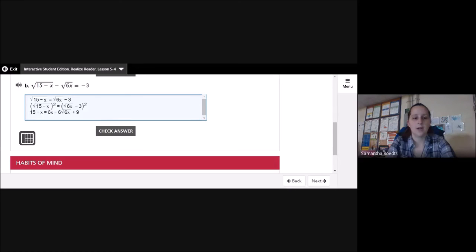Okay, so again, I want to get the other square root by itself. So I have 6 square root 6x equals 6 plus x is 7x, 9 minus 15 is negative 6. Okay, so again, I'm going to square both sides.